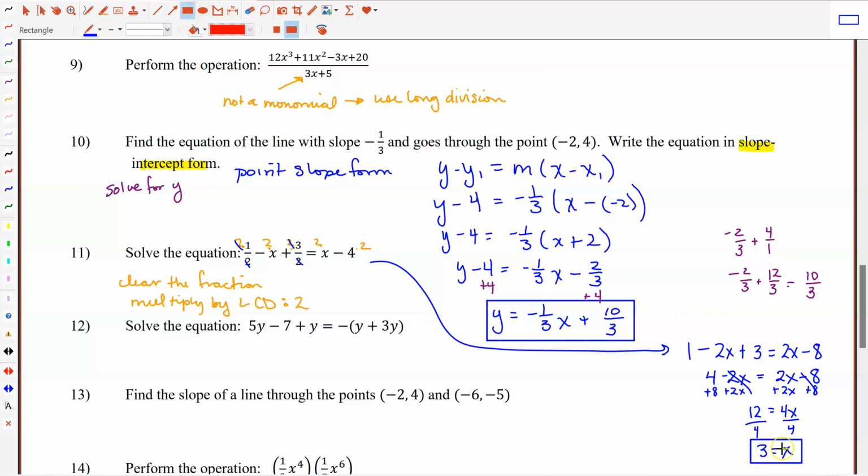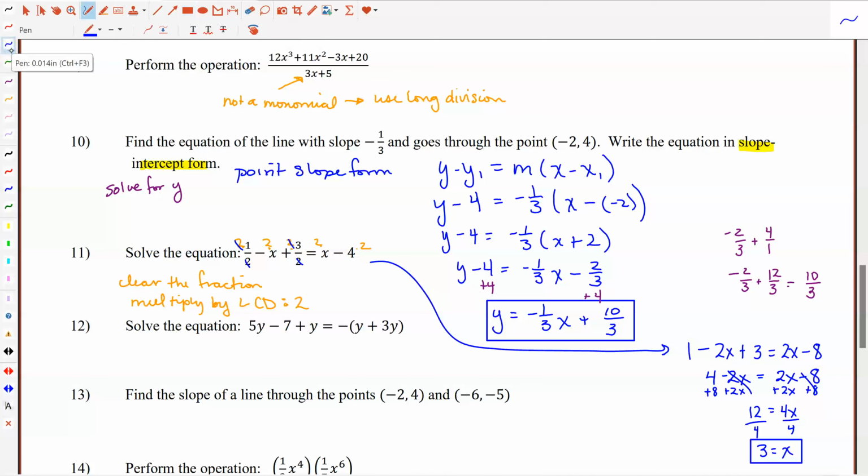If you weren't sure if this was the solution, you could take it back into the original equation and put it in for everywhere you see an x, and follow order of operations. The number you evaluate on the left-hand side should be the same thing as the number you would evaluate on the right-hand side, so you can verify that this is truly the solution.